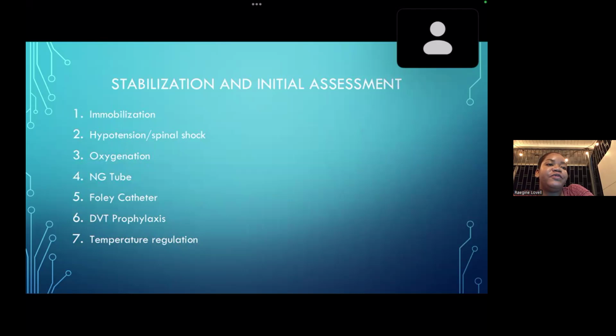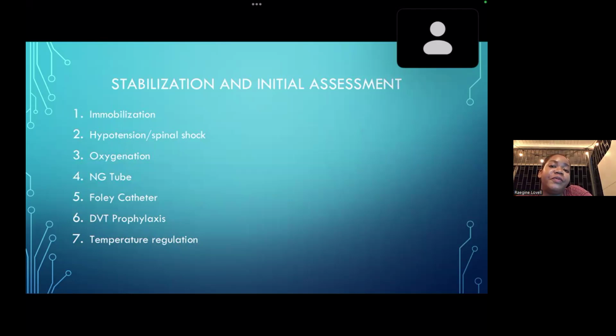And then there's hypotension or spinal shock. We need to maintain systolic blood pressures above or equal to 90 millimeters of mercury. Spinal cord injuries cause hypotension by a combination of factors, and that could worsen the patient's prognosis due to spinal cord hypoperfusion.